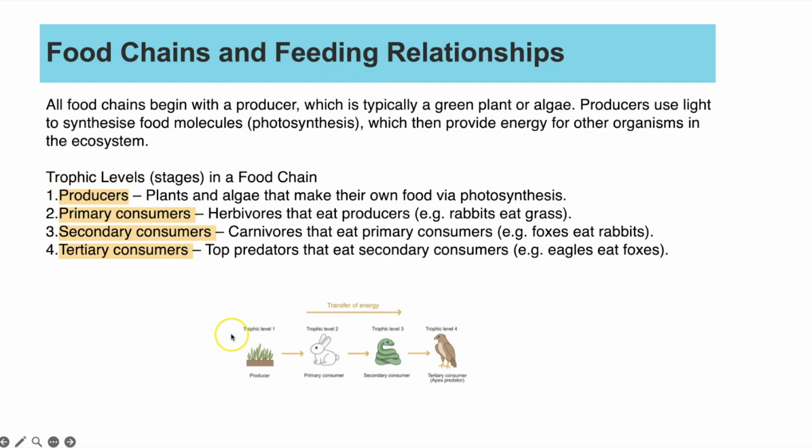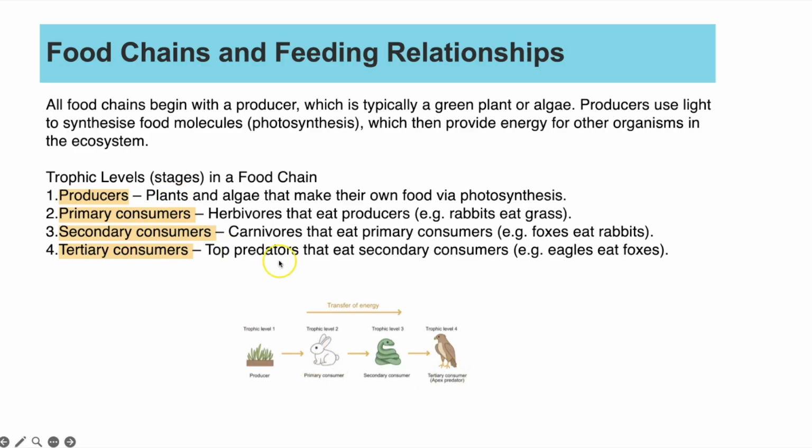Trophic level is the name of a stage within your food chain or your food web. So producers are always trophic level 1. Next then, everything else in the chain is a consumer, because it means it has to eat or consume to gain its chemical energy. Primary consumer means it's the first organism in the chain that eats. Secondary is the second one, and tertiary is your third one.